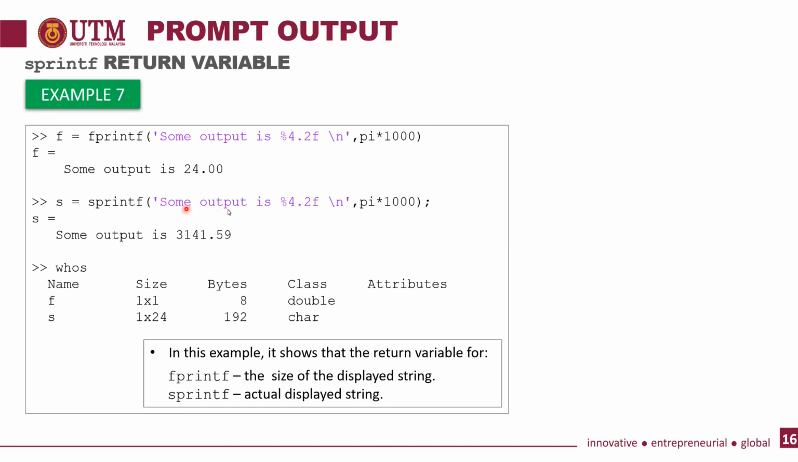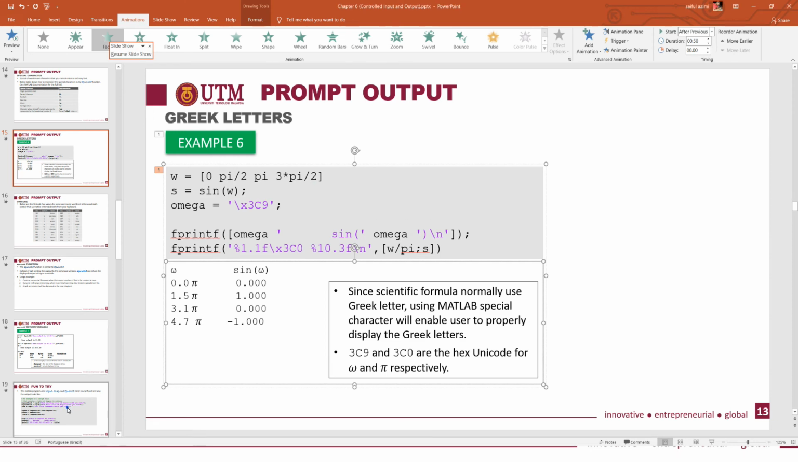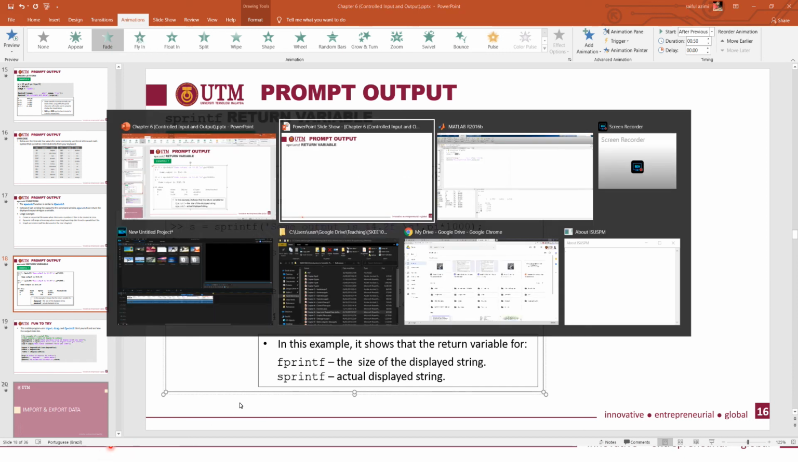So in this example it shows that the return variable for Fprintf equals the size of the displayed string, so it refers to the size of pi multiplied by 1000, but Sprintf will store the value of the actual displayed string, so it will store this value: some output is 3.14159. Okay, guys, I think I noticed some mistake inside the slide again. This one is similar here, 3.14159. I don't know why there is a mistake, maybe there are some mistakes inside the slides. Let me go to the slide again.